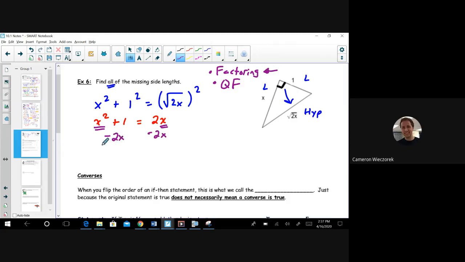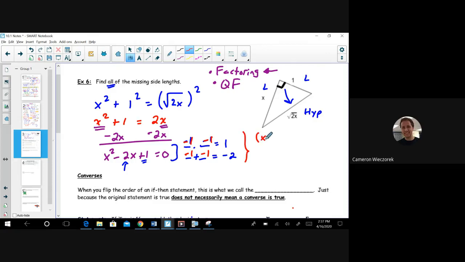Regardless of which method we pick, we're going to have to get 0 on one side. So I'm going to subtract 2x from both sides. X squared minus 2x plus 1 equals 0. If this factors, that means I can find two numbers that multiply to 1, and they're going to have to add up to -2, just using my earmuffs. And that does work. -1 times -1 is 1, and -1 plus another -1 is -2. So this is going to factor into x minus 1 times x minus 1.